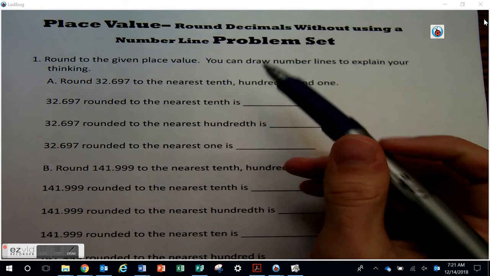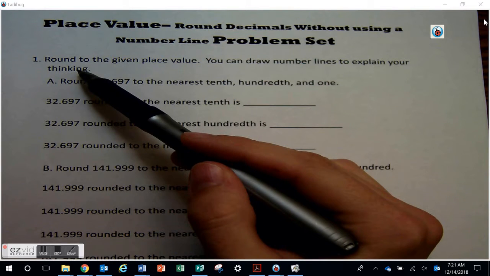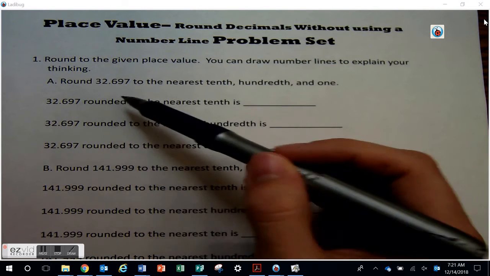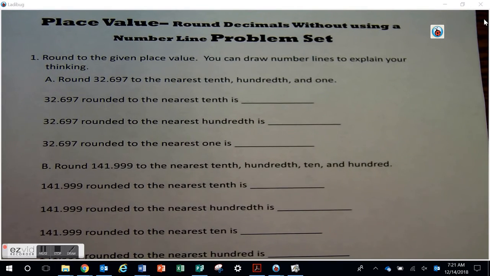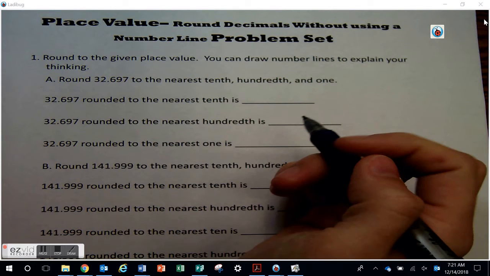Okay, so we're continuing on with rounding our decimals without using a number line. Round to the given place value. You can draw number lines to explain your thinking if you want to. Round this number to the nearest tenth, hundredth, and ones place.